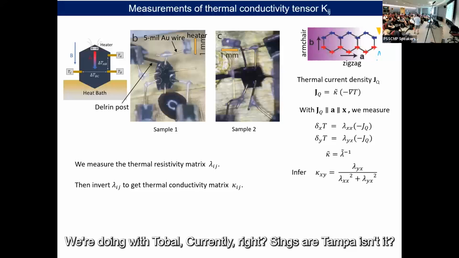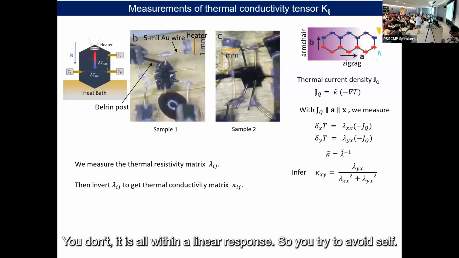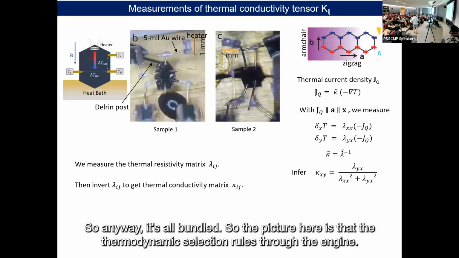We're dealing with thermal current density, not charge current density. Right. Since the sample is an insulator. Okay. It's an insulator. Well, it could be done with metals as well. For the metal, then your current that heats up your... well, it is all within linear response, so you try to avoid self-heating. But anyway, it's all thermal current.